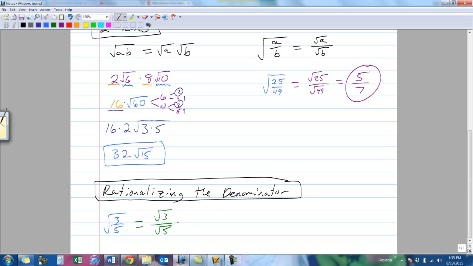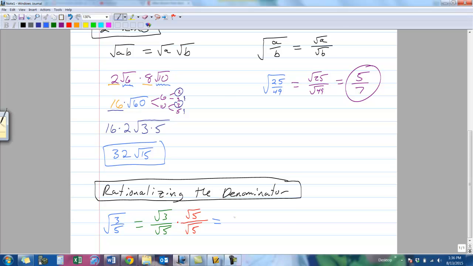The way we're going to do it is we're going to multiply both the top and bottom by this root 5. This would be root 5 and root 5. The reason why: anything divided by itself is 1, and anything times 1 keeps the same value. So we're not changing the value at all.